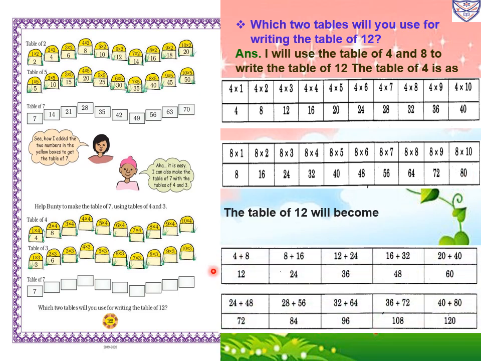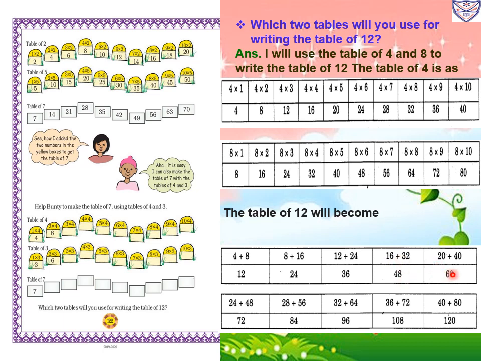So first, 12 1s are 12. So for that we will add 4 plus 8. So that is 12. Now 12 2s are 24. So now we will add 8 plus 16. So 8 plus 16 is 24. Now 12 3s are 36. So for that we will add 12 and 24. So 12 plus 24 is 36. Now 12 4s are 48. For 48 we will add 16 and 32. So 16 plus 32 we will get 48.